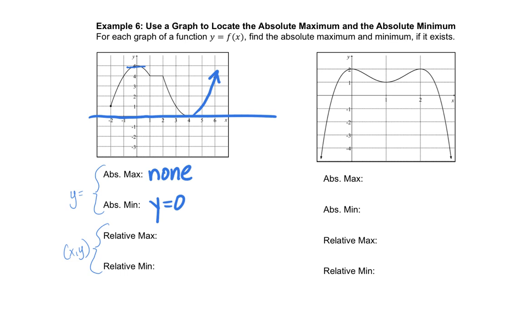And now, do we have any tops of hills? So 0, 5 is the top of a hill. And do we have any relative minimums? The bottom of our dips would be 4, 0. So you're looking for tops of hills and bottoms of dips. Questions? Easy peasy. All right, let's look at the next one.